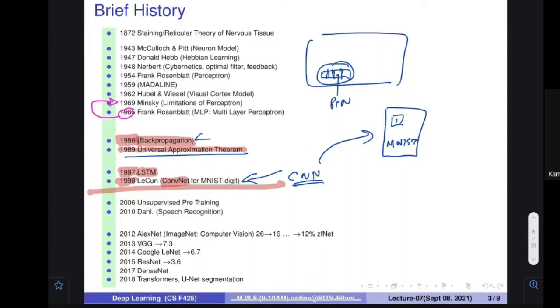But let me tell you what the scenario was at that particular time. I was telling you about the computers at this time. What was the software that we had? You know that Windows had come, and Windows 98 was a software.